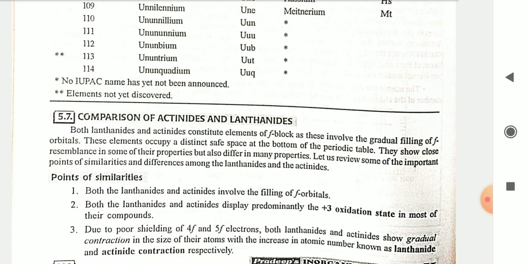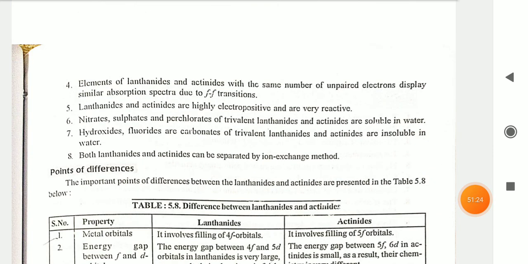Points of similarity. First, both the lanthanides and actinides involve the filling of f orbitals. Second, both the lanthanides and actinides display predominantly the +3 oxidation state in most of their compounds. Third, due to poor shielding of 4f and 5f electrons, both lanthanides and actinides show gradual contraction in the size of their atoms with an increase in atomic number, known as lanthanide and actinide contraction respectively. Fourth, elements of lanthanides and actinides with the same number of unpaired electrons display similar absorption spectra due to f-f transition.